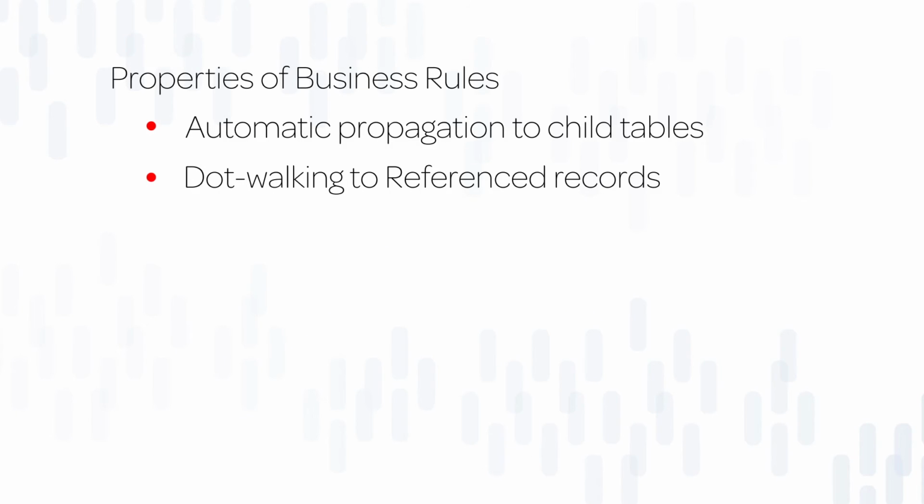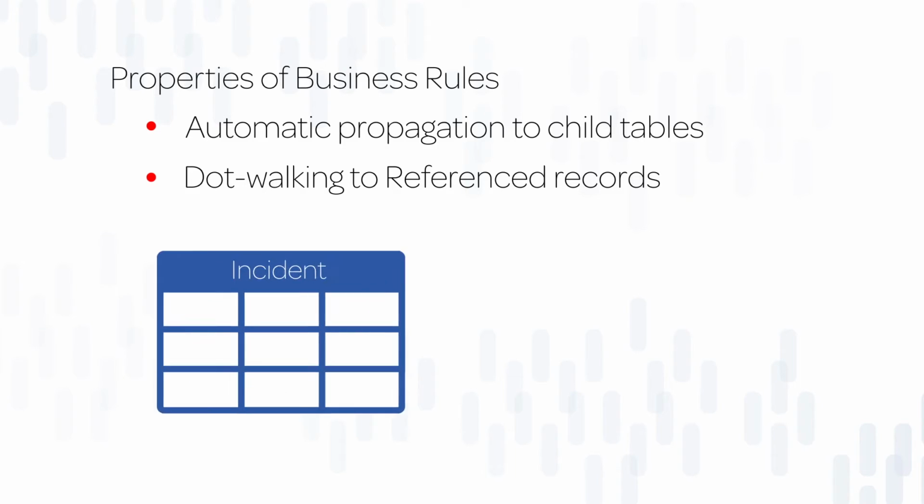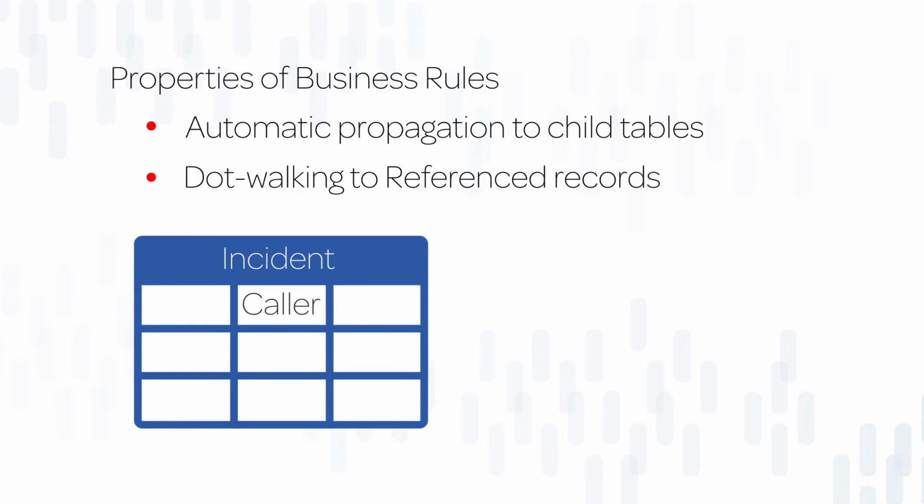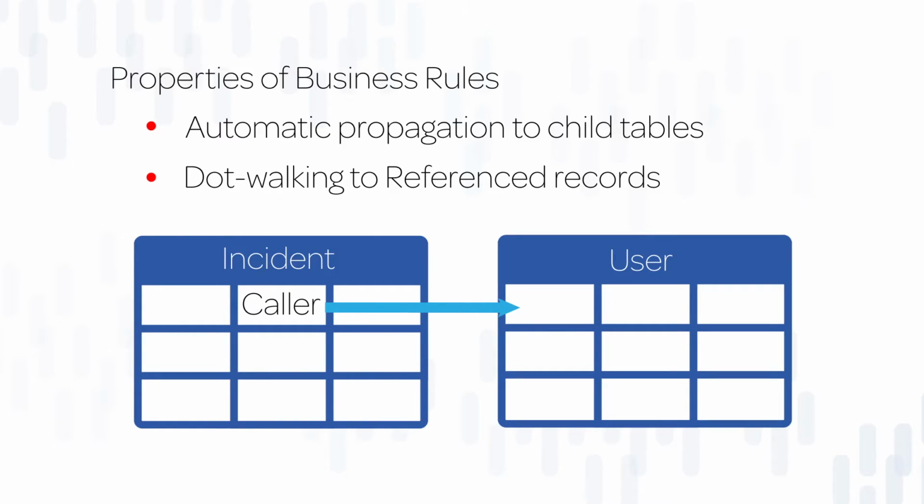Business rules can also reach fields of referenced records. A reference field stores a reference to a record in another table. For example, the caller field on the incident table is a reference to a record in the user table. A business rule running on the incident table could access any field of caller or of any other record referenced by caller, for example, the caller's manager, who is also a user.